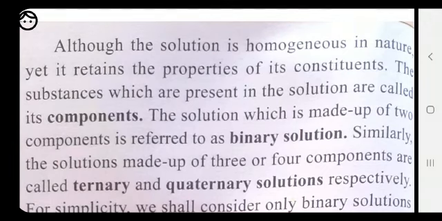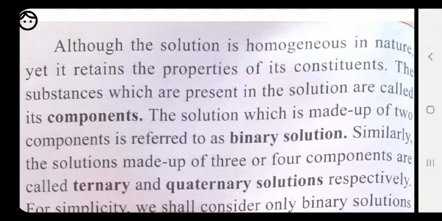So the number of solutes present in the solvent is the basis on which we classify the solution into different types. If we have only one type of solute and one type of solvent, it is called a binary solution. If we have two solutes present in one solvent, it is called a tertiary solution. And if we have three solutes present in one solvent, it is called a quaternary solution, and so on. So it depends on the number of solutes present in the solvent.